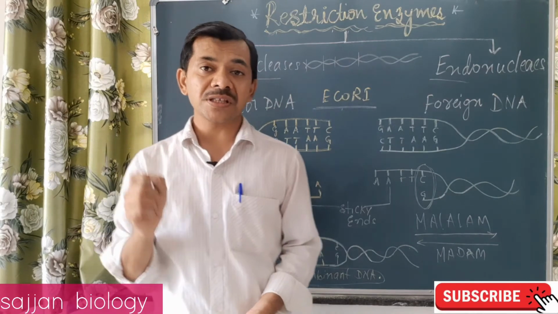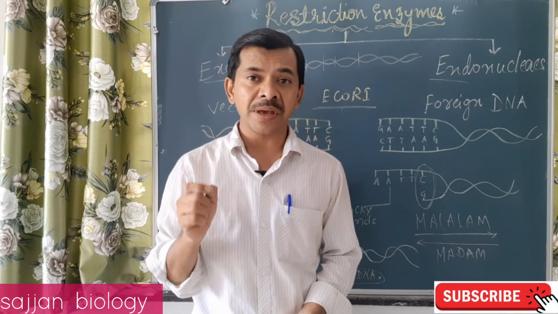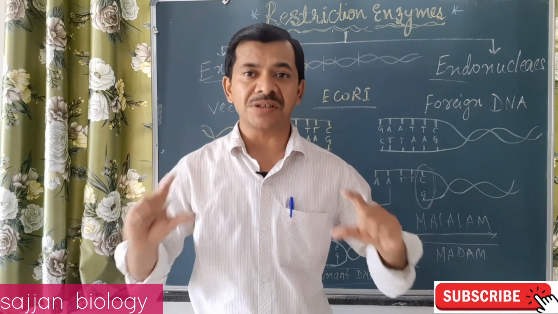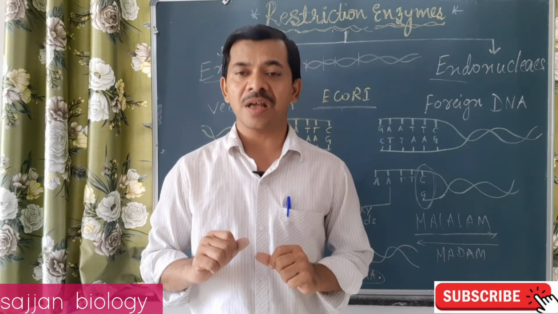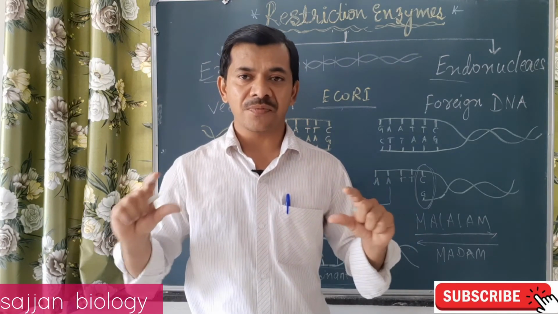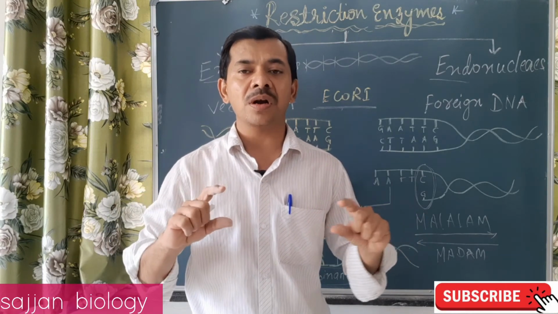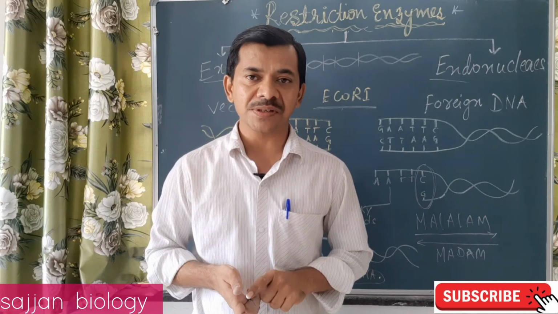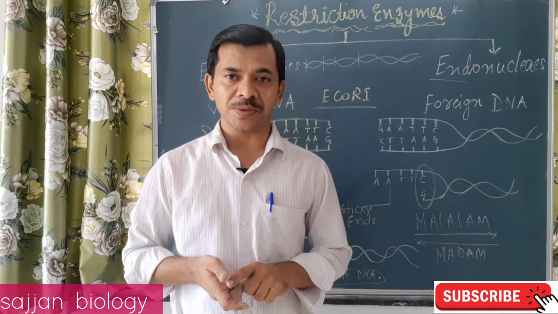Palindromic sequences are sequences where the base pairs are the same in both strands. Whenever you read forward as well as backward, the base pair sequence will be the same. These kinds of sequences are called palindromic sequences.